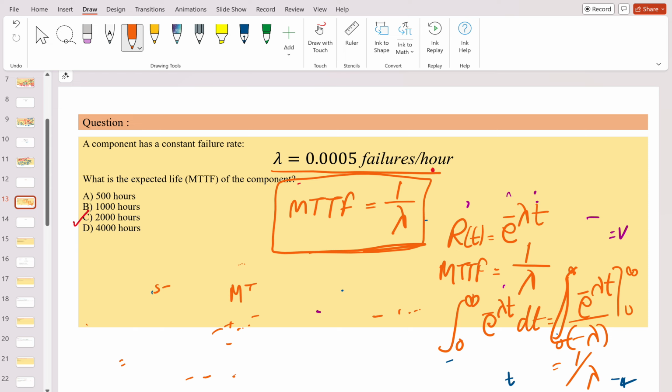And when you say mean time to repair, this is basically 1 upon mu minus lambda. When the failure came and the repairing happened, that is subtracted. So the answer will come out to be 2000. Okay, that is correct. Remembered?